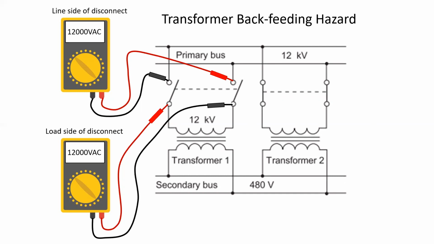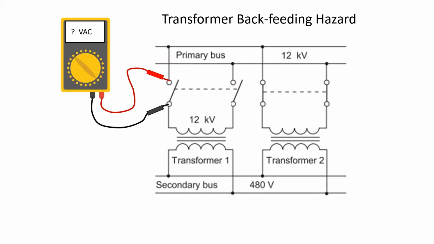What happens when I try to measure across the disconnect, like this? I'm putting my voltmeter across it right now. What voltage am I going to measure? And this is where the hazard takes place. Your voltmeter is going to measure 0 potential difference. And people who are unaware as to where and how to measure across disconnects properly may mistake this as a safe reading and therefore a de-energized system.